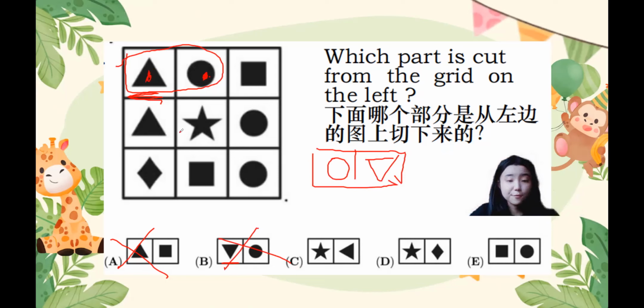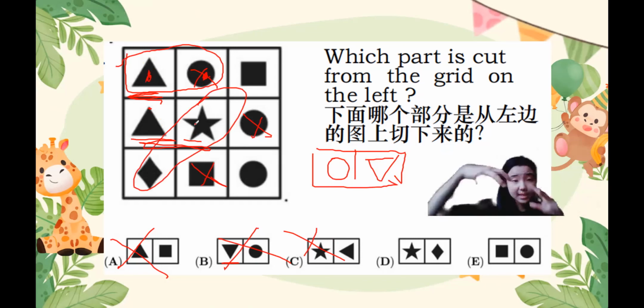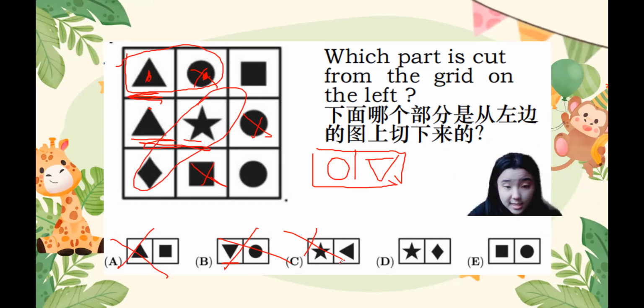And for C, a star with a triangle pointing at the left. Not up, not right, not down. Yeah, it is a triangle from the left, but no. The pointy end is at the top. So still not for C. How about D? A star and a diamond. No. Up, down, left, right, not with the diamond. It's diagonal, but it cannot be cut from the grid with squares outside it. Yeah, D, no. The only possible option is E.